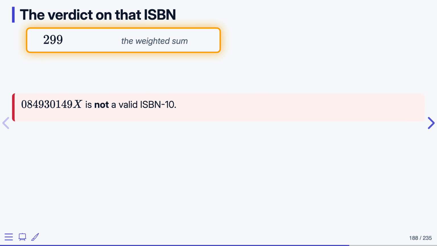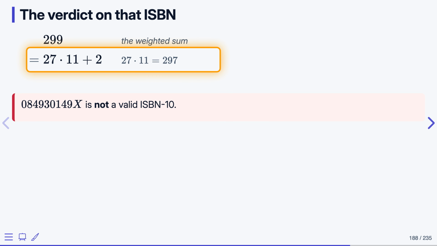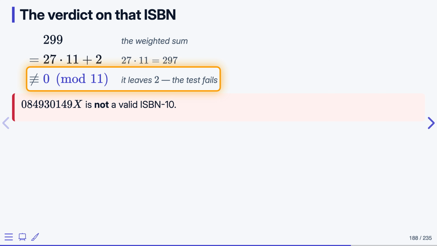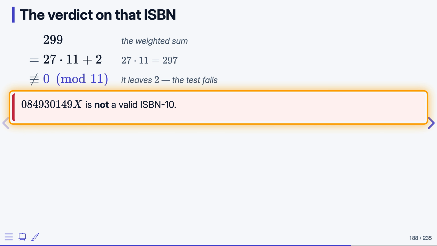Now the verdict, line 0. Our weighted sum is 299. Step 1, divide by 11. 27 11s make 297, and 2 are left over. Step 2, 2 is not 0, the test fails. So this string is not a valid ISBN 10. If you typed it into a library system, it would refuse it, and it would be right too.